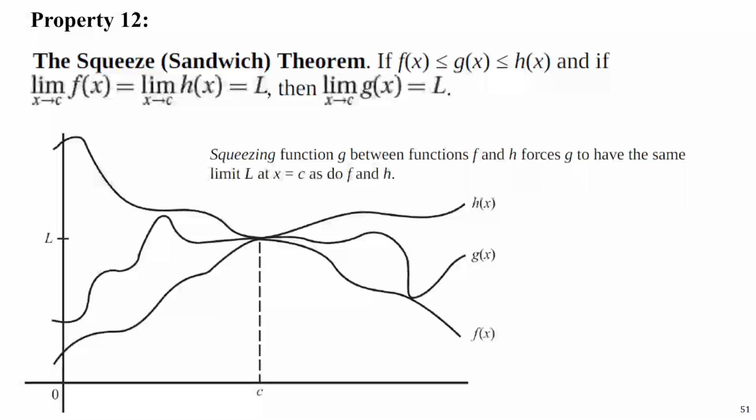And property number 12, the squeeze or sandwich theorem, which states that if f(x) is less than or equal to g(x), which is less than or equal to h(x), and if we have the limit of f(x) equals the limit of h(x) when x approaches c, which both equals L, then we also have the limit of g(x) when x approaches c equals L. Well, this concept can be illustrated using the following diagram.